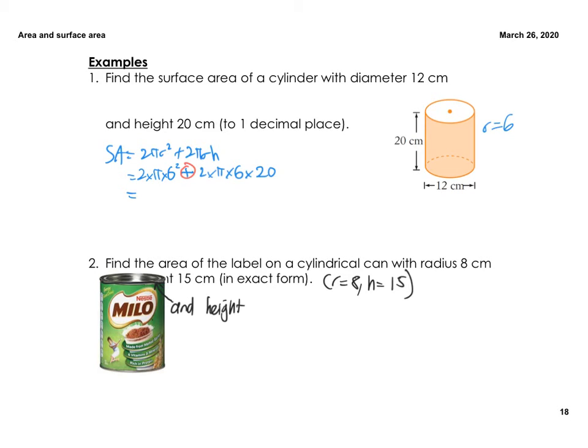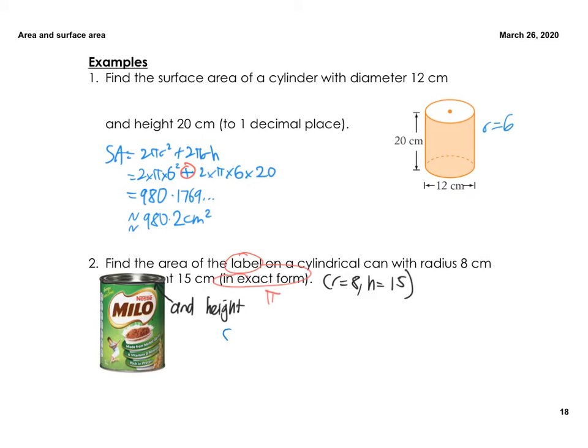Now put that all into your calculator. I believe you get 980.1769, and so on. The answer is to 1 dp, so we're going to approximate that to 980.2 square centimeters. Alright, question 2. Find the area of the label, very important, just for the label, not the entire circle or cylinder, on a cylindrical can, which has radius of 8 and height of 15, so r is 8, h is 15. Also exact form. Exact means leave in terms of pi.